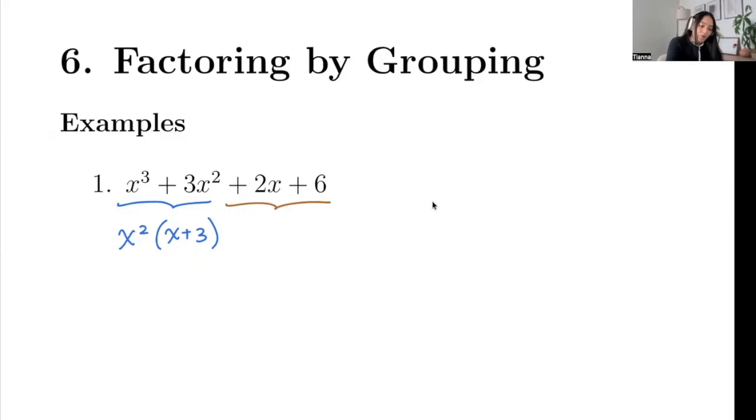And then for our last two terms, the GCF is 2. So we're going to pull out a 2 here. And then inside of our parentheses to make it true would be x plus 3. One caveat when we're thinking about factoring by grouping is that we always want our parentheses to be the same. So what I mean by that is we always want these expressions to be the same so that when we write our answer, we can group the insides and we can group the outside.